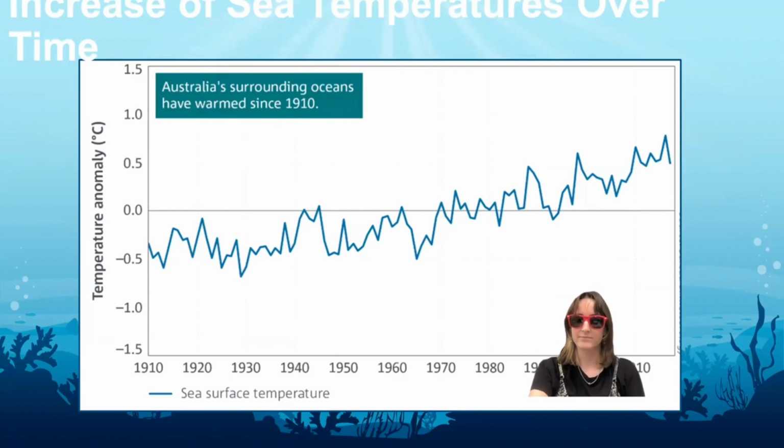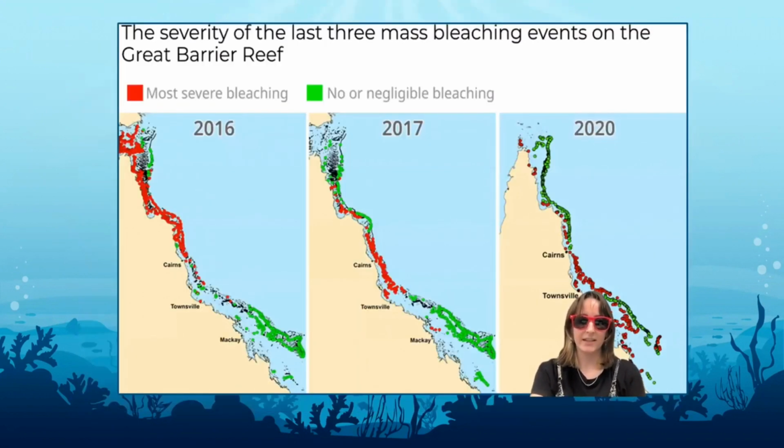in temperatures. And here you can see the last 3 mass coral bleaching events that happened in the Great Barrier Reef. The red coloring highlights the areas that were severely bleached, and it is clear to see that the north, middle, and south reef were affected between 2016 and 2020.